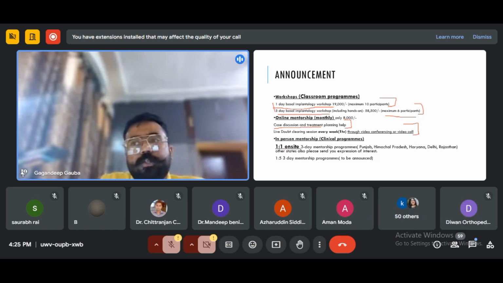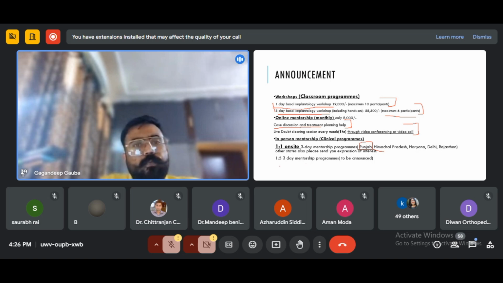And there is also a 1:1 one-on-one on-site mentorship program. In this mentorship program, I will come to your clinic and you can arrange a patient, a full mouth patient preferably, or multiple patients with a smaller number of implants, and I will teach all the theory part, and we will do the surgery part, and I will also manage the prosthetic part and teach you how the prosthesis is done. This will be an on-site one-on-one program, and it is available in my nearby states. Since I am based in Punjab, in northern India I can travel, so I will be coming to your clinic.